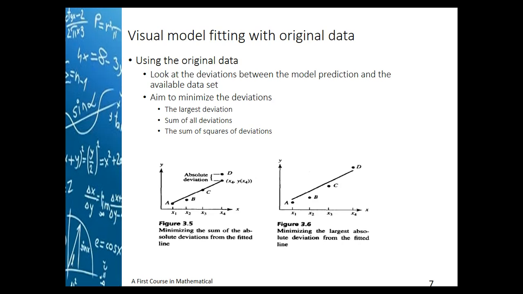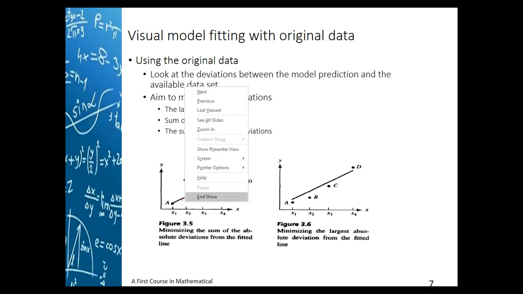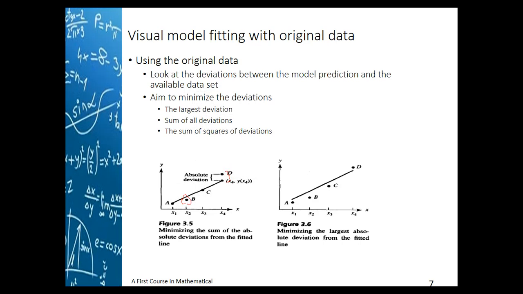Deviation means the difference between this and this and this, this and this. So this is what it means by deviation. You can see over here, in figure 3.5, the main intention is to minimize the sum of the absolute deviation, whereas in figure 3.6 it is going to minimize the largest absolute deviation, meaning that you are not going to get an absolute deviation that is so far off from your fitted model.